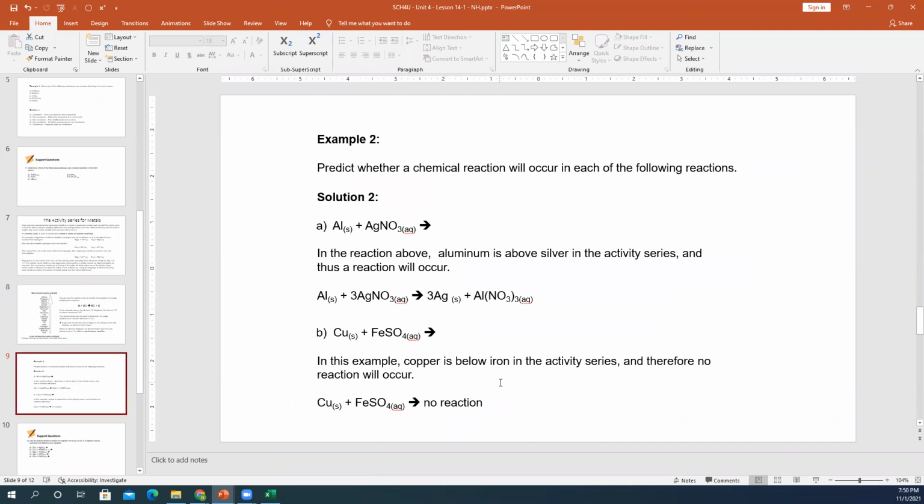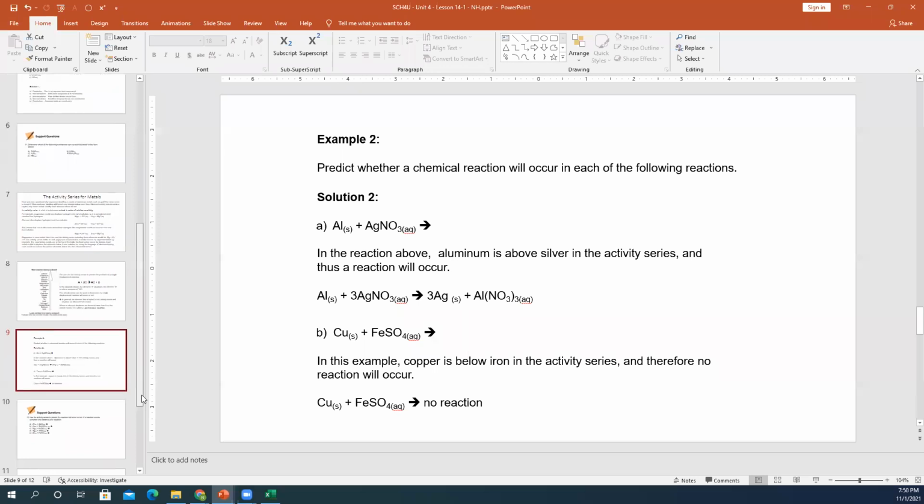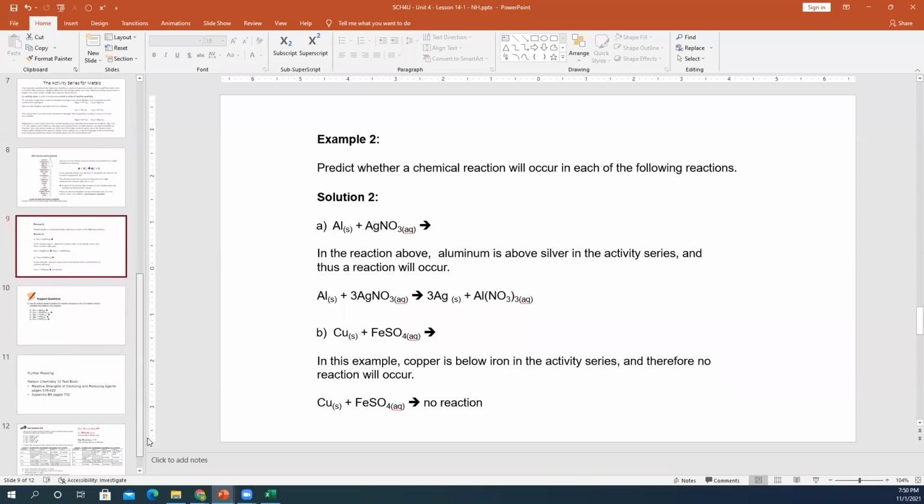Yes, in this example, copper is below iron in the activity series, therefore no reaction will occur. You'll get no reaction. Copper is just not able to bump out iron away from sulfate and take its place. No. It's not high enough in the activity series to be able to do that.